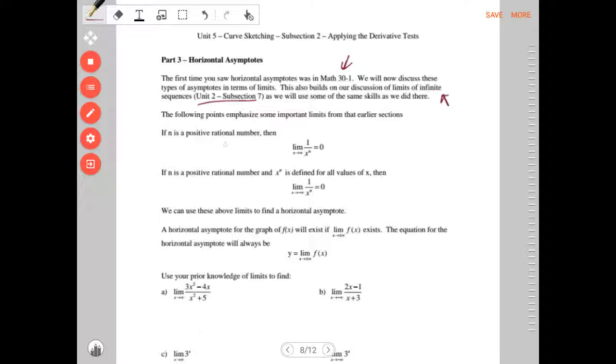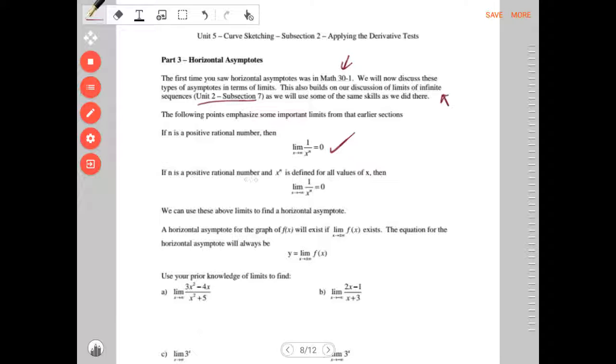Now, if n is a positive rational number, so a positive number, rational is just a fraction, but as long as it's positive, then the limit of 1 over x to the n as x approaches infinity is going to equal 0. 1 divided by a really big number is a small number, or 0. So that's how that one works.